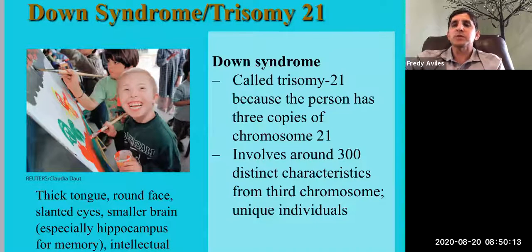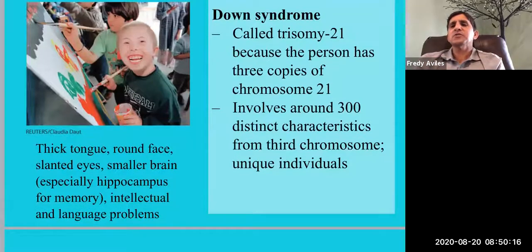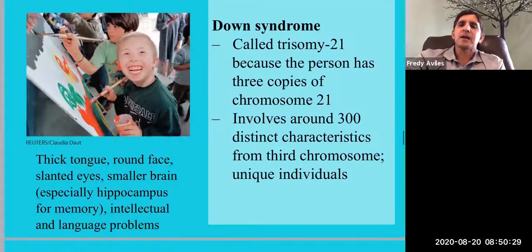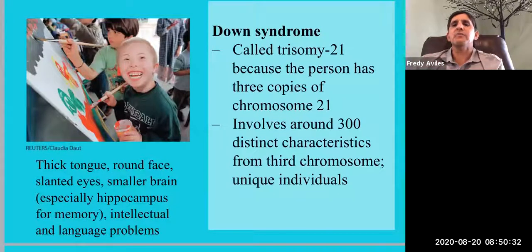So Down syndrome, also called trisomy 21, right? It involves about 300 or so distinct characteristics, okay? You can see this child over here in the front wearing the green shirt. There are certain characteristics that make them stand out. They have almond-shaped eyes, a round face, a thick tongue. They have a smaller brain, smaller hippocampus, and that affects memory. They'll have lower intelligence, so they'll have intellectual problems, language problems, and they all look kind of similar, even if they're genetically unrelated. Get a group of them together, and you'll see that they all look similar.